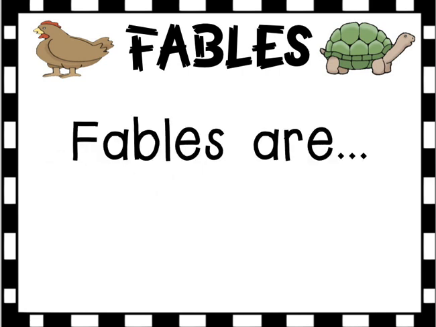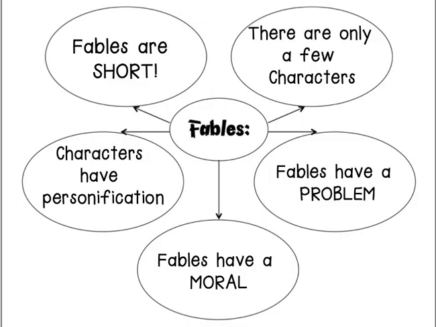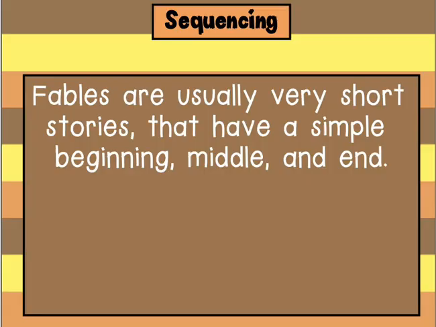Now, we had 5 characteristics that we talked about in lesson 1. These 5 characteristics are that fables are short. There are usually only a few characters, and usually a good guy and a bad guy, or even just one or the other. Characters have personification, which means that we have animals or inanimate objects that can talk or do things like people. Fables always have a problem in them, like something is going wrong or the character needs to learn about something. And then fables also have a moral, which is the lesson at the end.